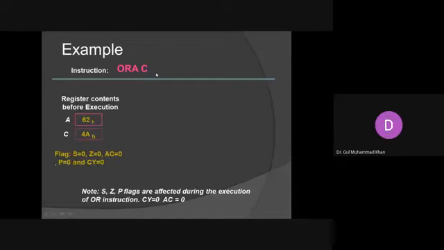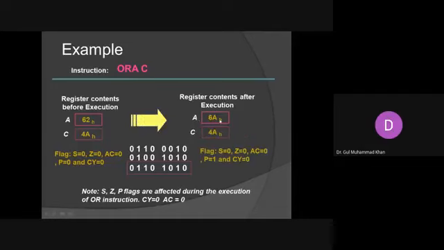So when you perform an OR operation, let's say the contents of the accumulator is 62H, the contents of register C is 4H. And these are our initial flags. Now, let's write down these two in the form of binary. You do understand OR, right? If any of the numbers is 1, the result is going to be 1. So see, 0, 1, 1, 0, 1, 0, 1, 0. So the result is 6A. So after the execution of this instruction, your result is going to be 6AH. The contents of register C is again not affected by this instruction.